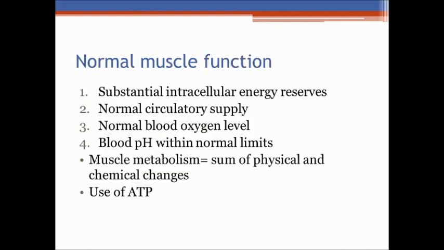Normal muscle function relies on substantial intracellular energy reserves, normal circulatory supply, normal blood oxygen levels, and a normal blood pH. Muscle metabolism is the sum of physical and chemical changes within a muscle. And of course, muscles use ATP in order to function.